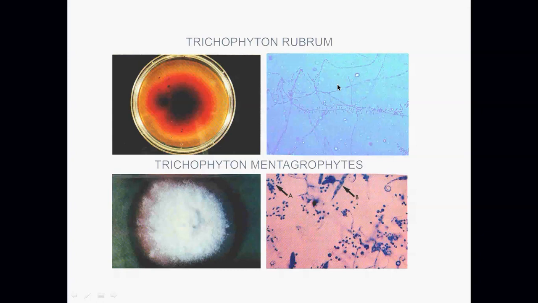So for each fungus we have a typical microscopic appearance which will lead you towards the identification of the fungus. You are going to learn all these fungi in detail in the further lectures. Just for examples, I am showing you the macroscopic features on the Sabouraud dextrose agar and the corresponding microscopic LPCB mount. So this is for Trichophyton rubrum, this is for Trichophyton mentagrophytes.